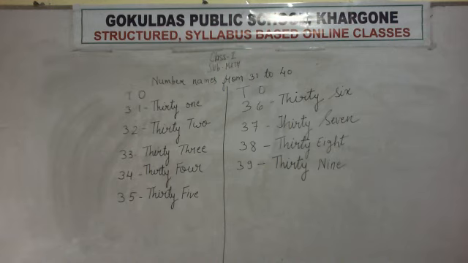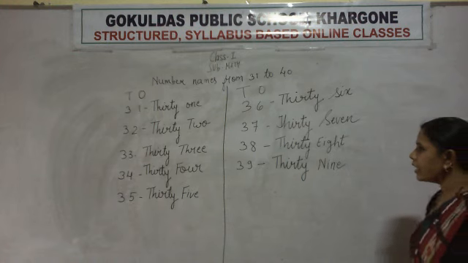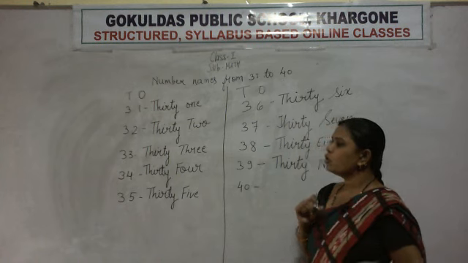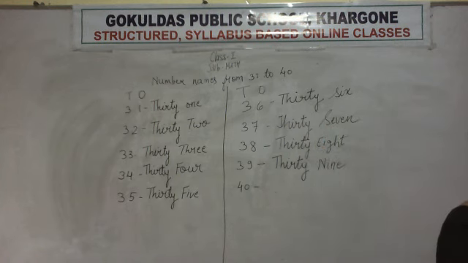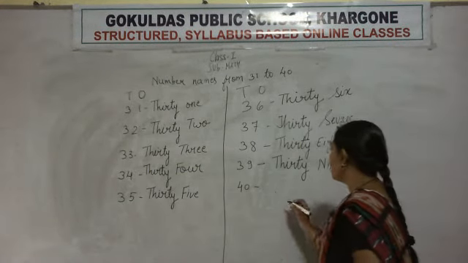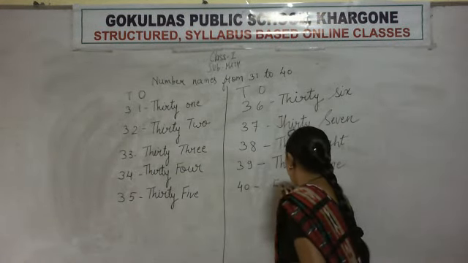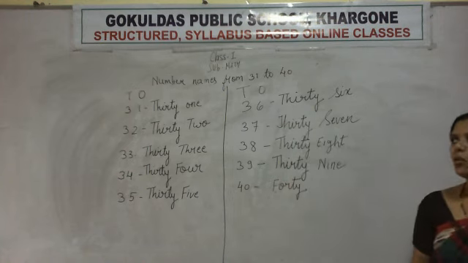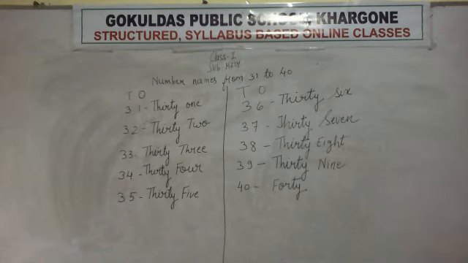And what is the number after 39? The number after 39 is 40. 40. So what is the spelling of 40? What is the spelling of 40? FORTY. 40. Okay, write fast. Copy it fast.